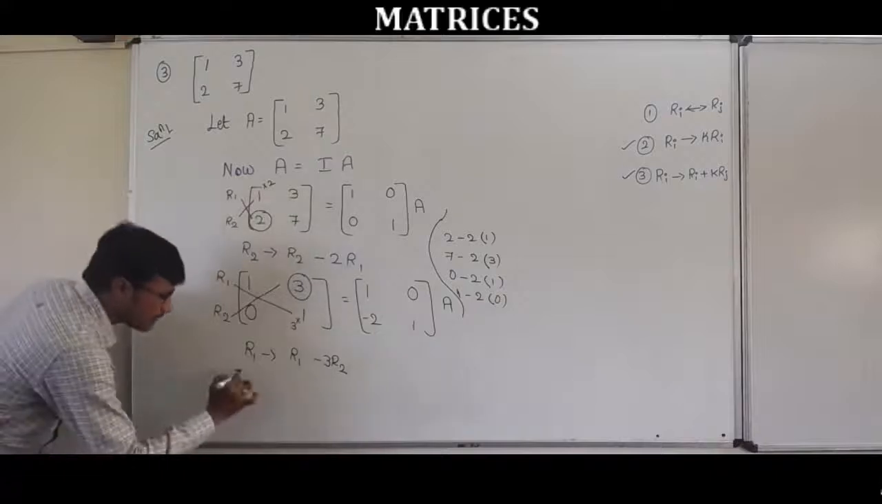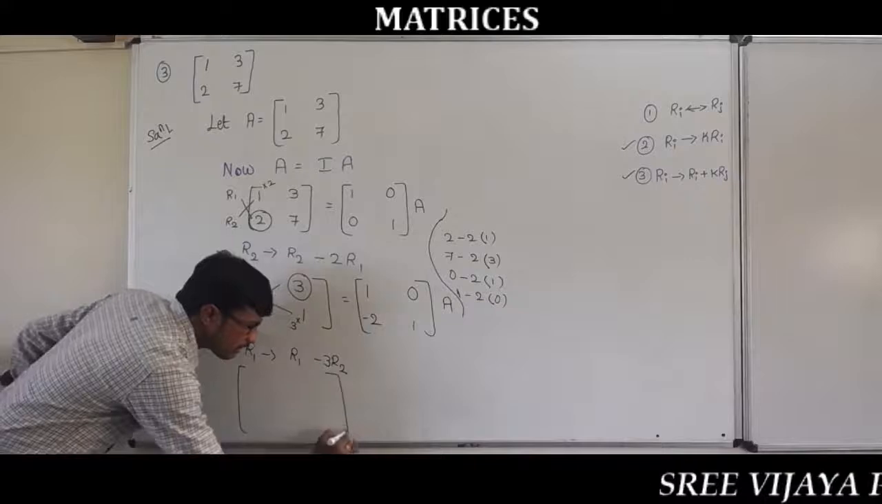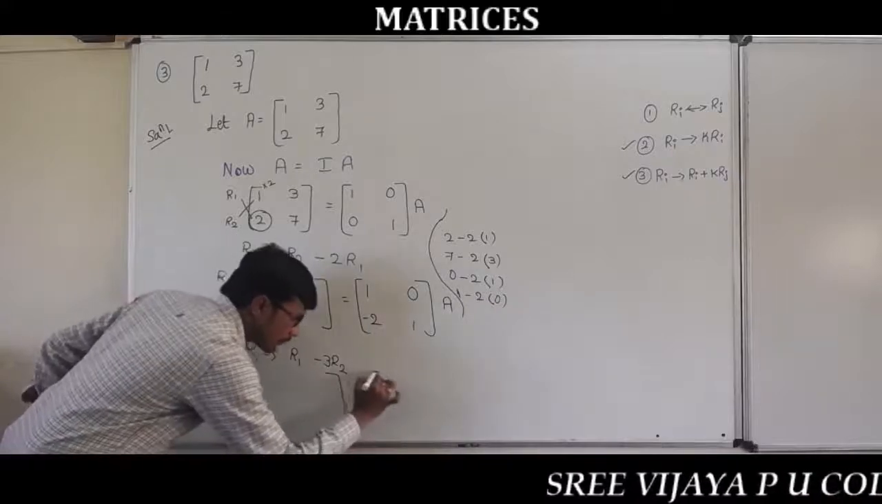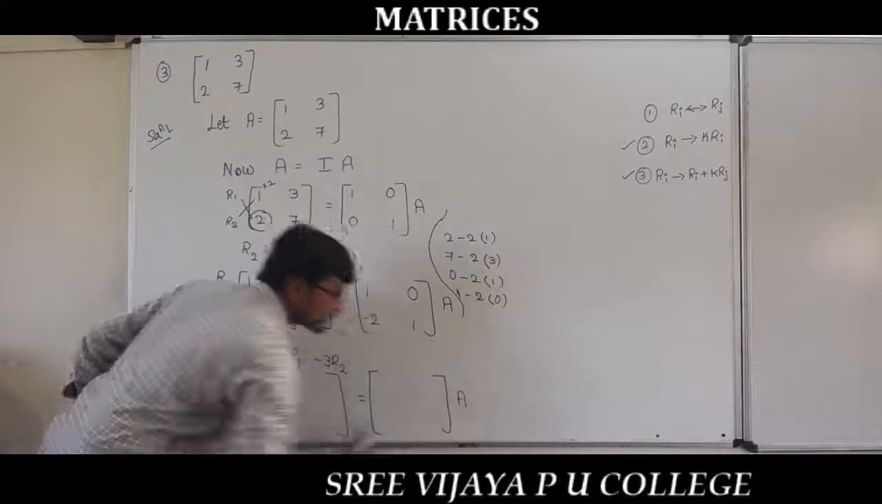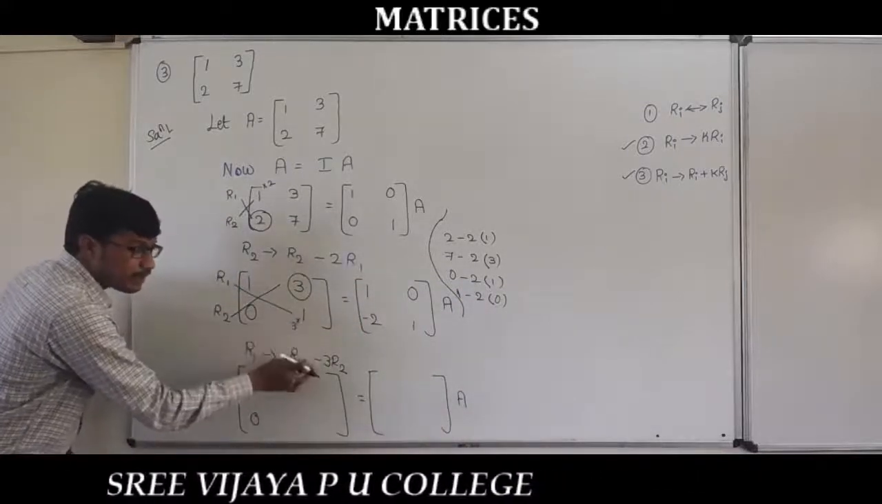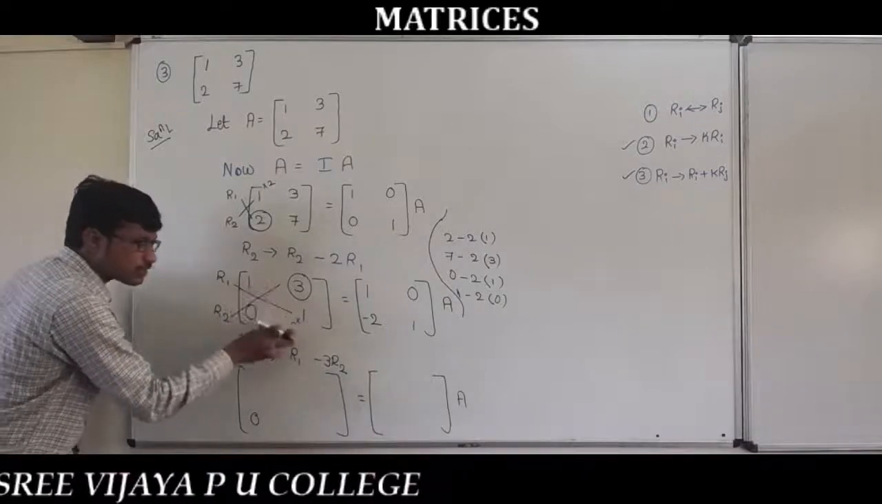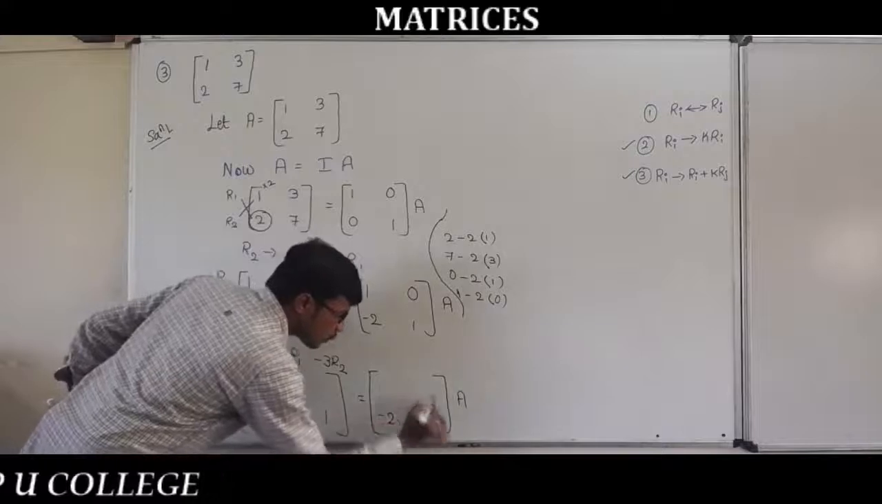Now, according to this elementary operation, which row will change? The first row will change and the second row will be as it is. The second row is 0. So this is how to apply the elementary operation. I do this as a multiplier. This is not the actual element. Okay, 1 minus 2 is 1.